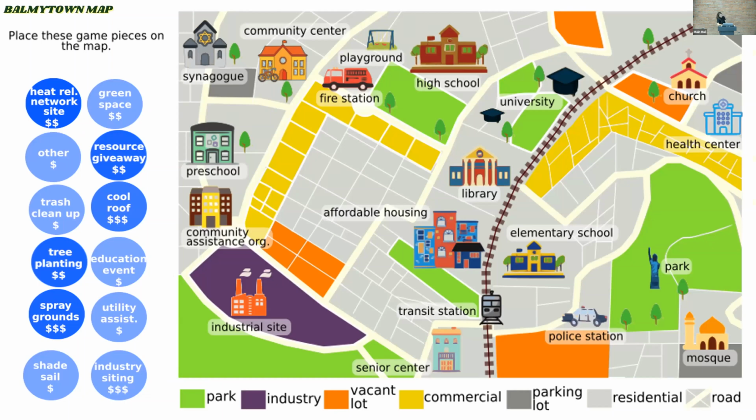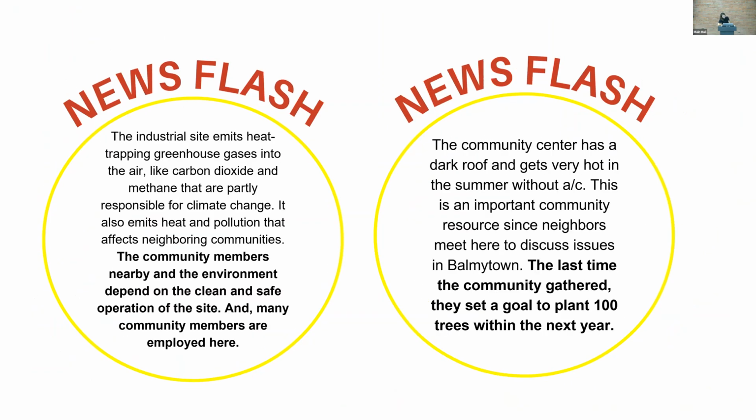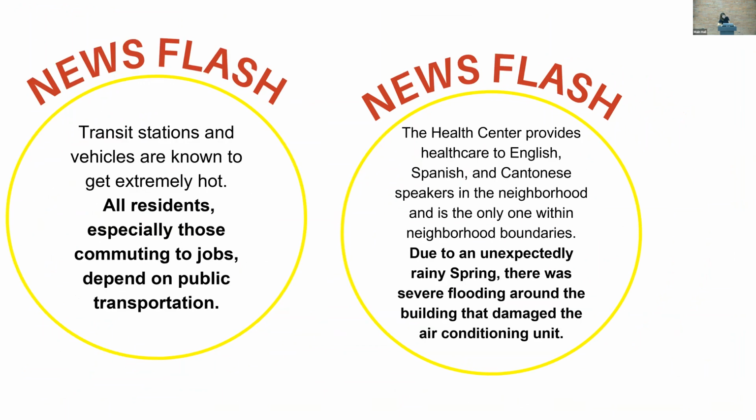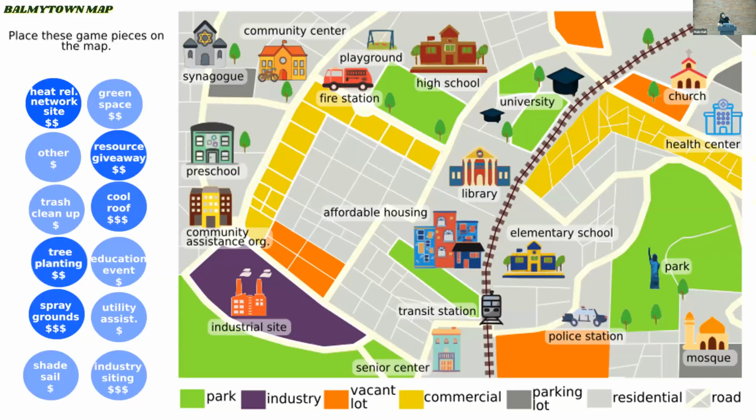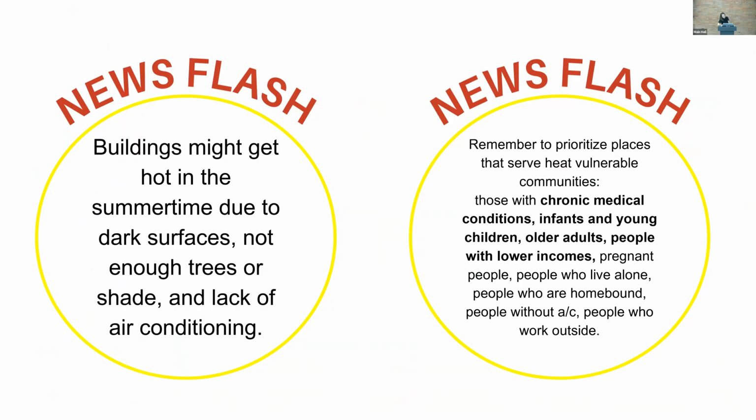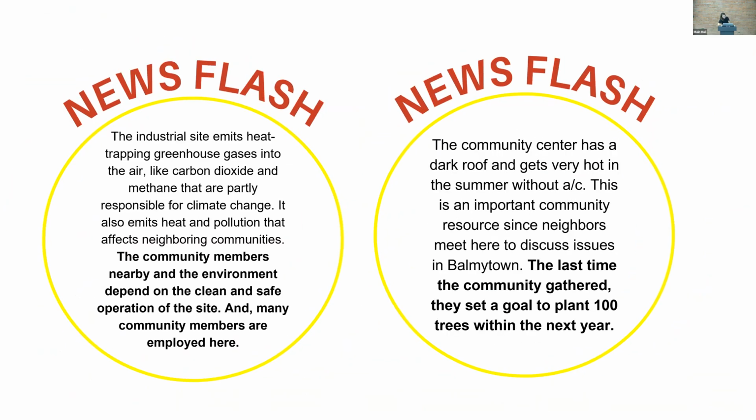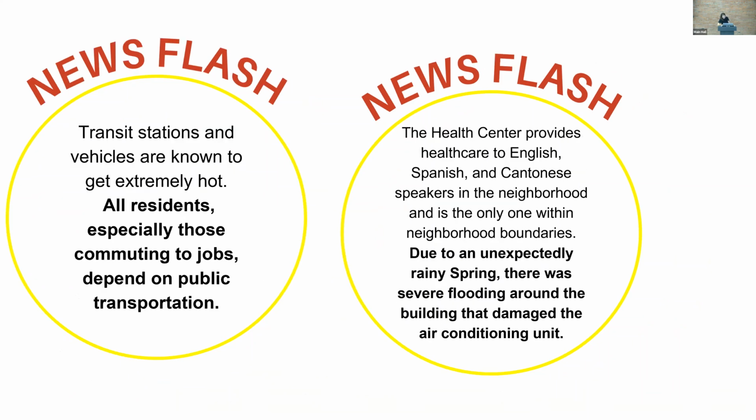Okay, I'm going to throw another wrench in it. Let's see if I have it. Hang on, is that the one I did? No, it was the health center. All right, we'll keep it. Anyone else? So the community center has a dark roof and gets hot in the summer without AC. There you go. Yes, so good point. The cool roof would be good.